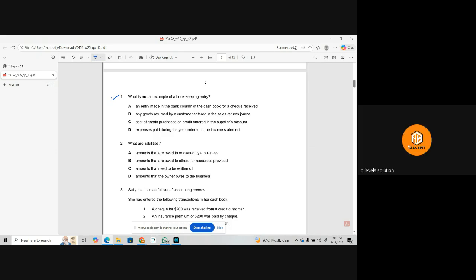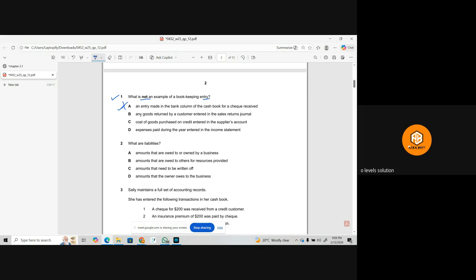Yeah. So here the first question is: what is not an example of a bookkeeping entry? So first of all, option A is an entry made in the bank column of the cash book for a check received. Okay, so we know that this is a bookkeeping entry, because maintaining the cash book is a bookkeeper function. So that's why this is not the right option. They are saying what is not an example of a bookkeeping entry.